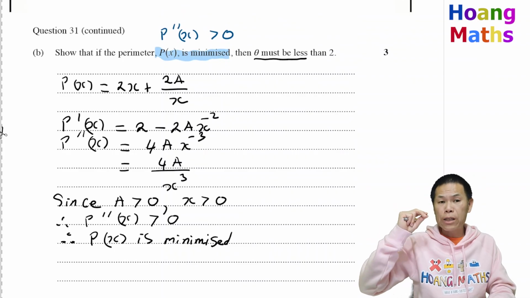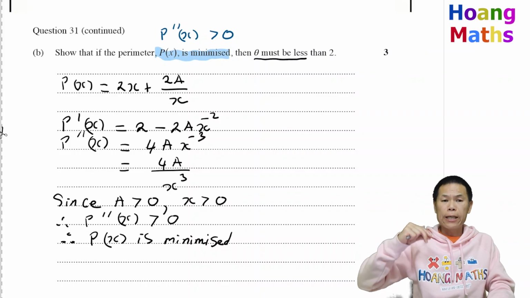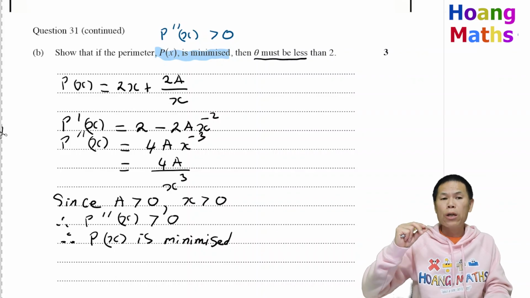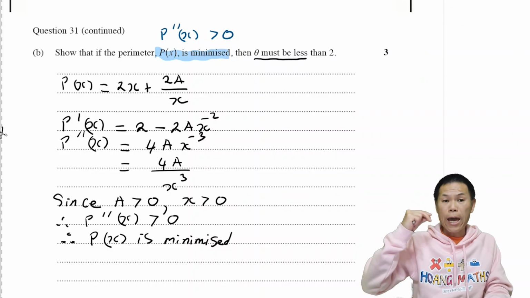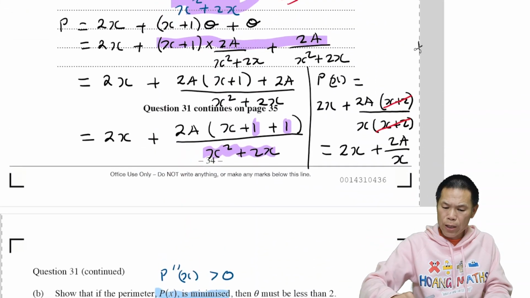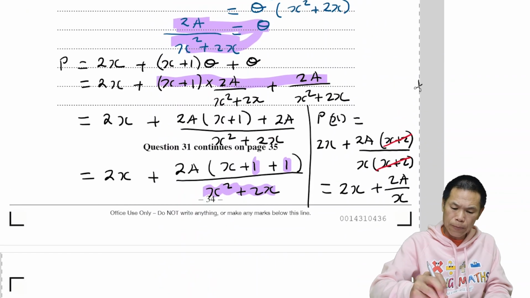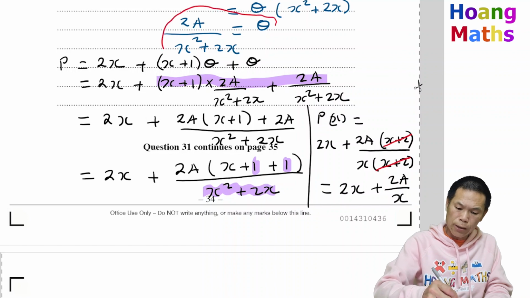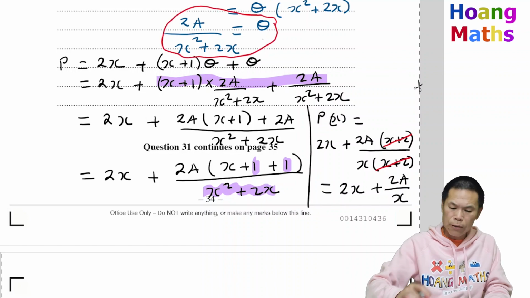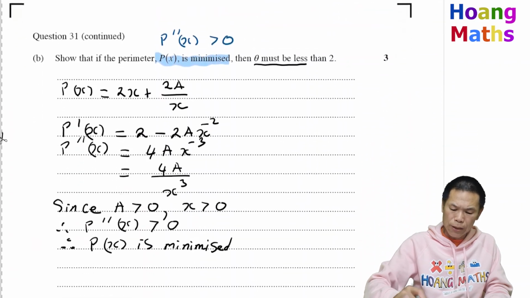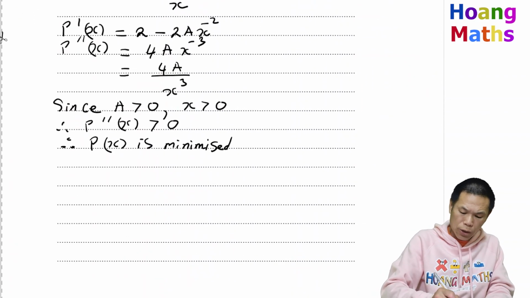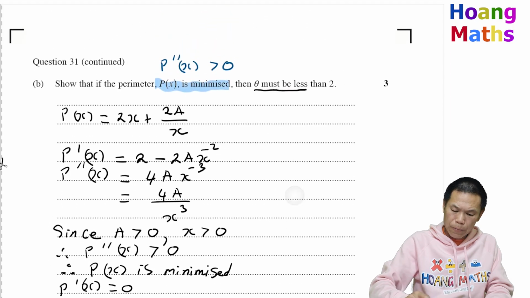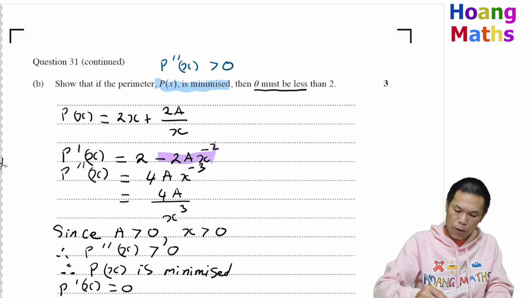So to work this out, first of all, we just find x first. That is when P dash x is equal to 0. And then once we get x, we're going to find the angle theta. Okay, we already found the angle theta is here. So we just need to find x, and we substitute the x into this equation here. So let me just find x first. So P dash x is equal to 0. So this means that this one here is equal to 0.